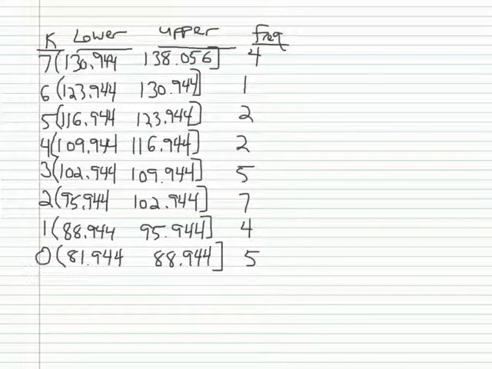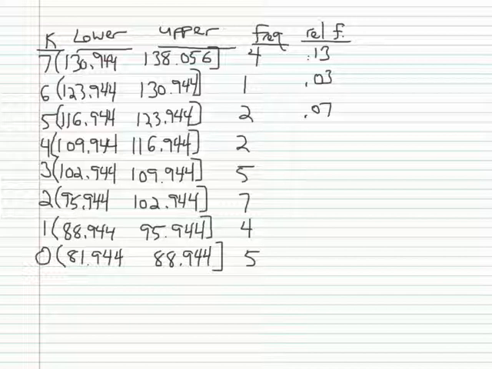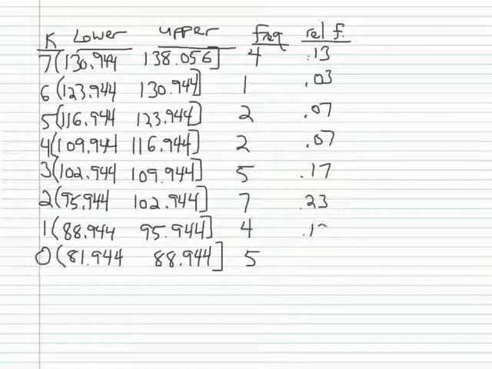To compute the relative frequency, or the proportion of participants in each interval, I simply divide the frequency by the sample size. All right, so this relative frequency is going to be 0.13 for this top interval, and these are repeating decimals, so I'm just going to round them to 2 decimal places. It's going to be 0.03, 0.07, 0.07, 0.17, 0.23, 0.13, and 0.17. And those relative frequency values should add up to 1. If they're slightly different from 1, it's simply because of the rounding here.